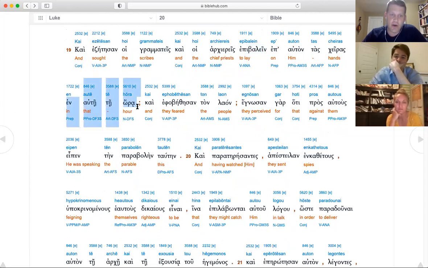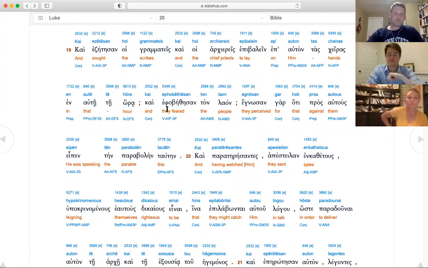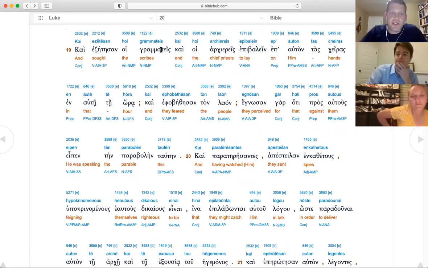And aute te hora, from that very hour, or in that hour. Now, this is what's really interesting to me. So this is pretty straightforward, I think, in the Greek. So they were seeking, the grammarians and the chief priests were seeking to put hands on him from that hour. And look at this. And they feared the people.